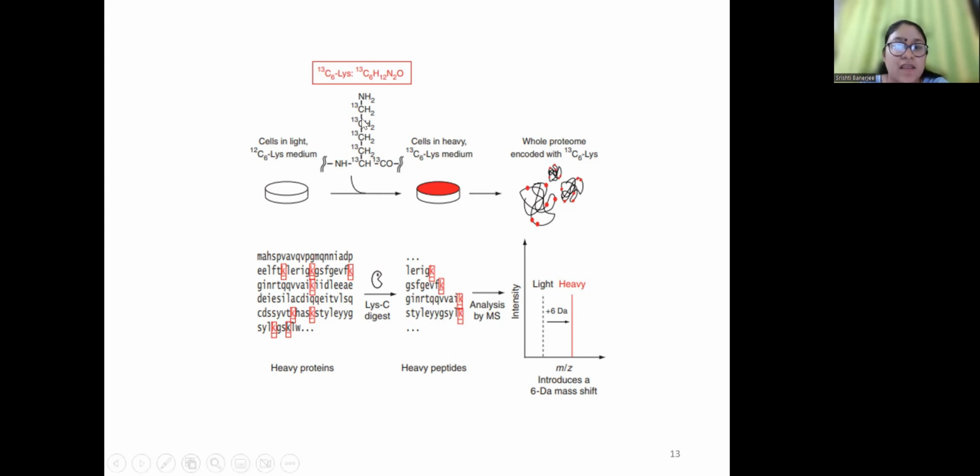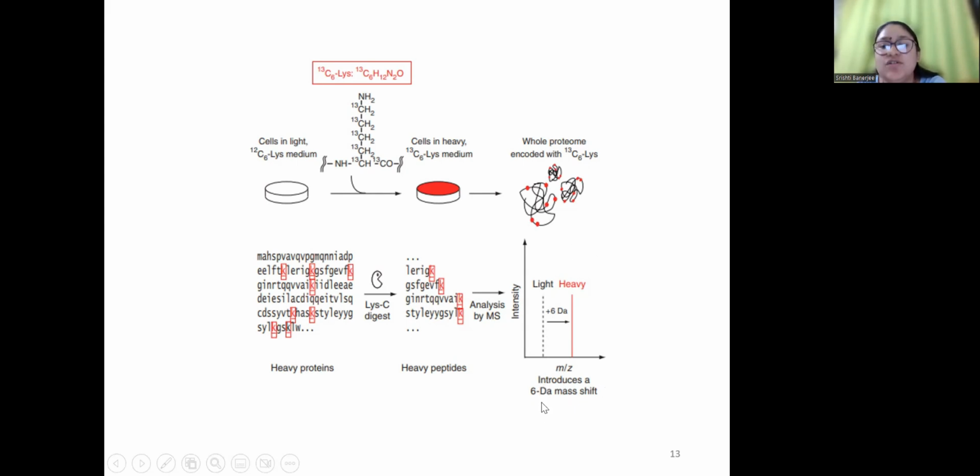So what you see is, first you grow the cells in light, that is C12 lysine media, normally, and then you grow them with heavy. Now the entire proteome is encoded with this heavily labeled lysine, and then the normal process of you just digest it into peptides and analyze. The difference will be a 6 Dalton mass shift.